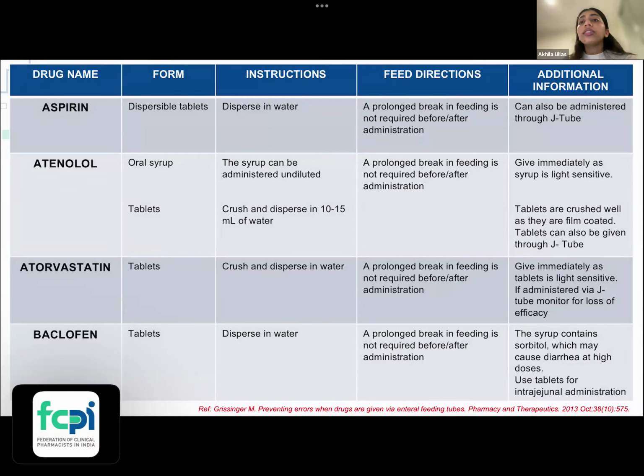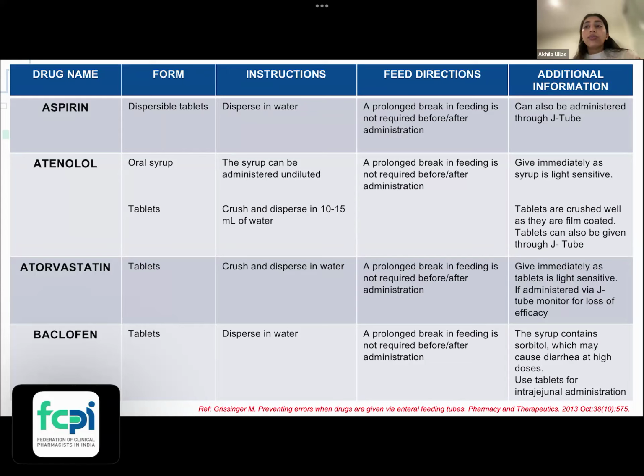While you're giving through these tubes, for example when giving aspirin, it is a dispersible tablet. What instructions do you need to follow while giving through a PEG tube? You need to disperse it in water once. And while you are giving through a PEG tube, you need to break the feed before and after administration of the drug, but it is not necessary in all cases. So you need to check whether you need to break the feed while you are giving aspirin, atenolol, atorvastatin. There is a list of drugs where you need to break the feeding.